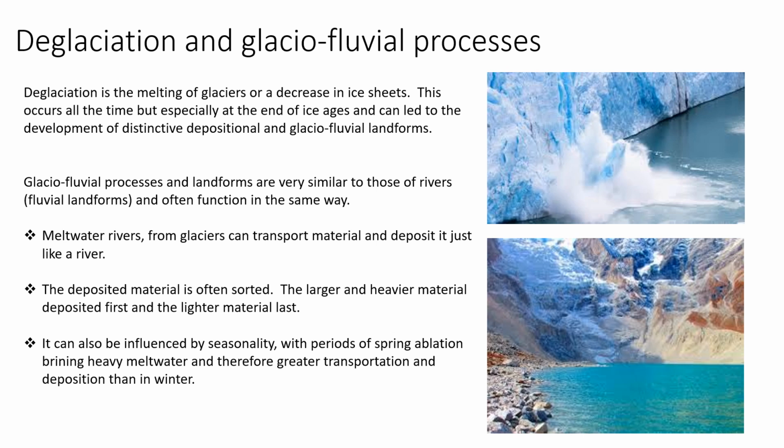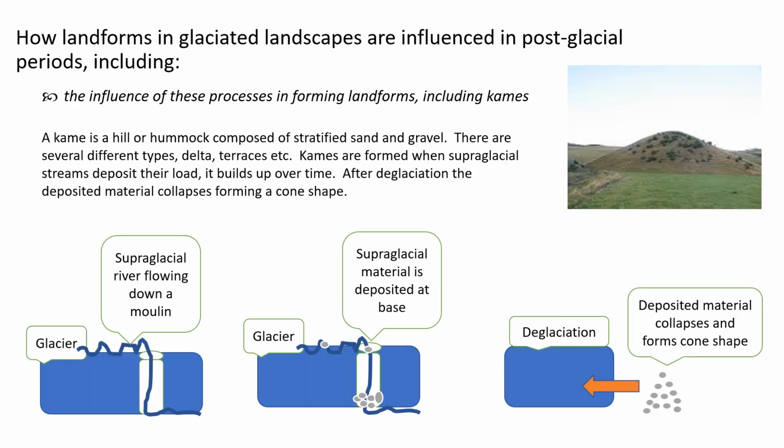That material may be sorted. You might find that the larger, heavier material is deposited first by the meltwater, and lighter material moved much greater distances before it's deposited. There can also be an element of seasonality with this, particularly with spring and summer ablation, which would produce heavier meltwater and therefore deposition during those time periods rather than in winter.